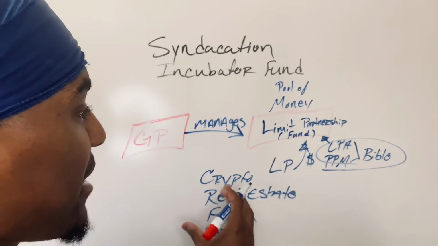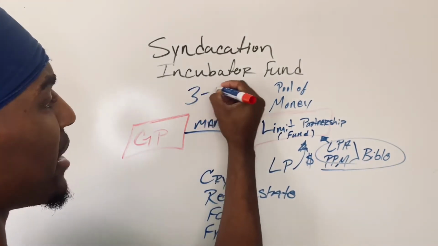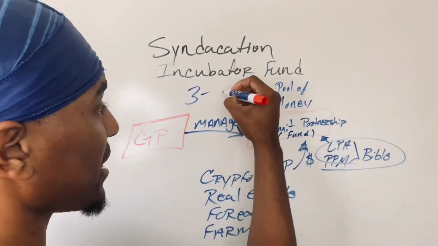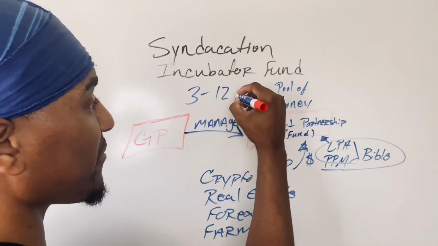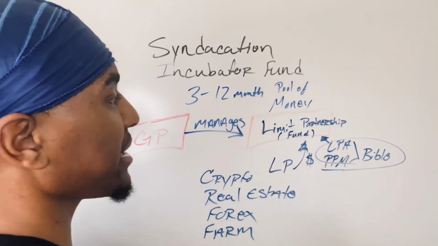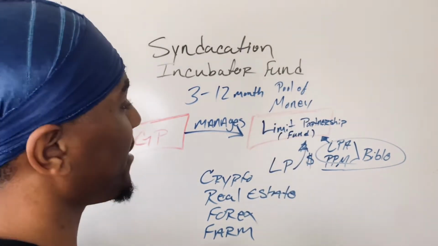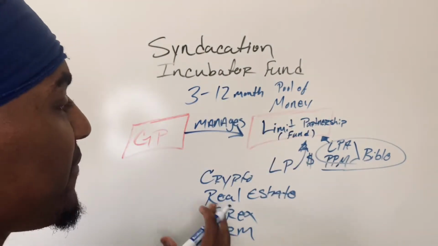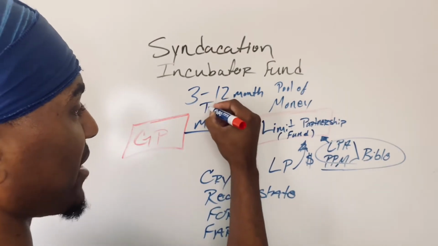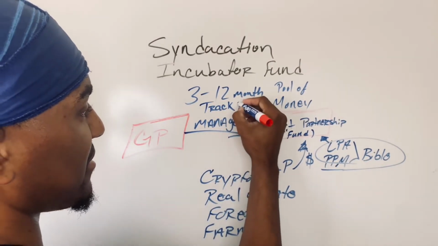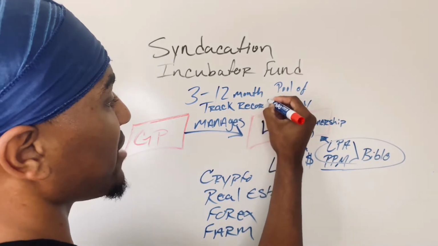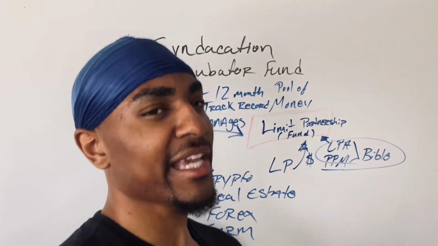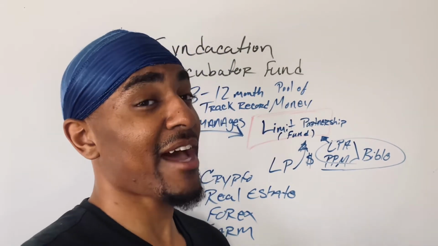In an incubator fund, you're usually going to have this fund to work from and pull from for 3 to 12 months. They can go longer than that, but on average, it's going to be for 3 to 12 months. And the best thing about this incubator fund is that you're building a track record. All right, so you're not having to deal with a full-blown fund yet because you're building a track record. You may be wanting to get your feet wet. You may be wanting to just see how it works out for you.